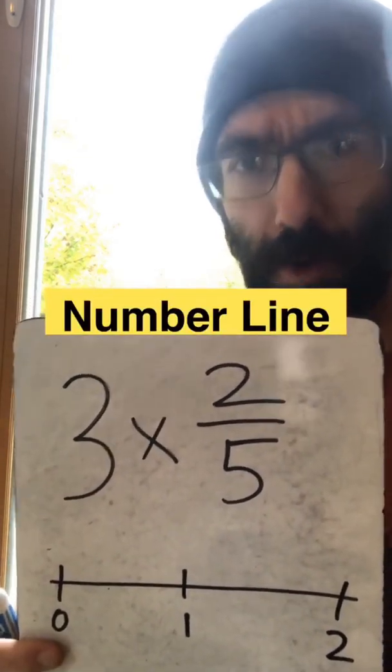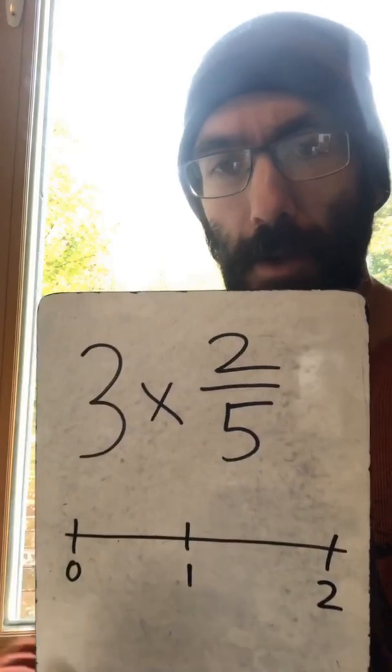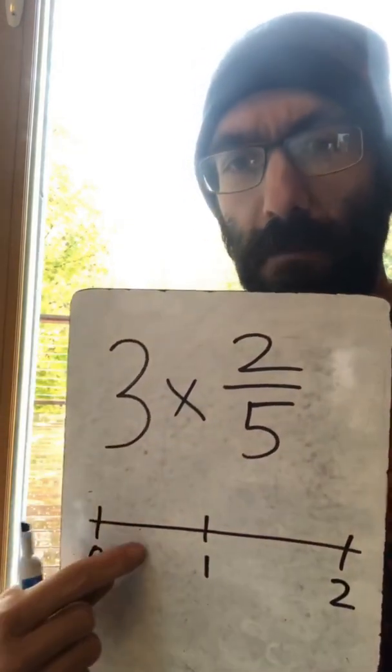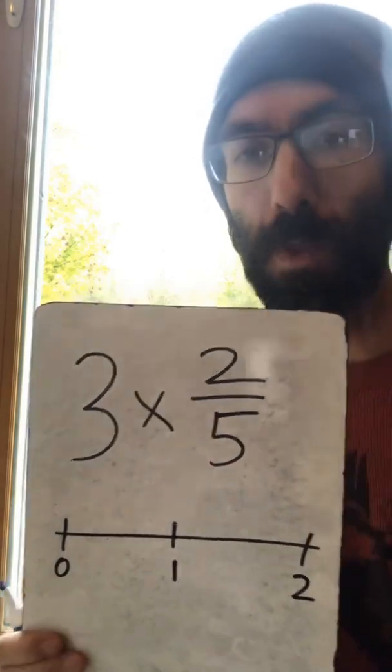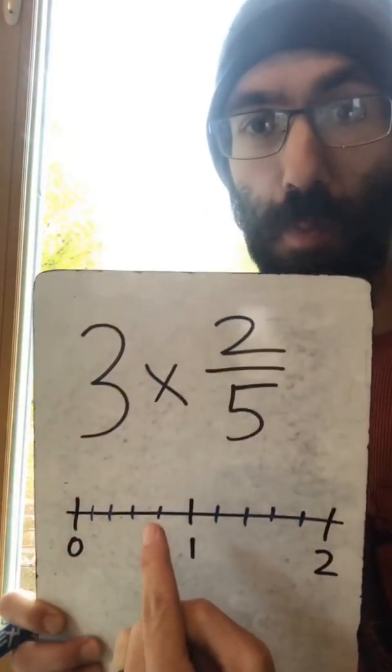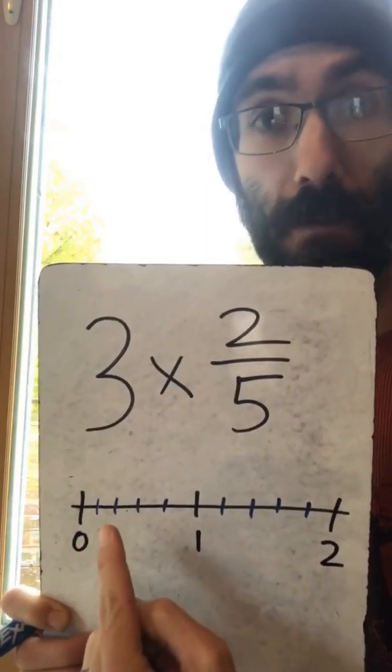So set up your number line with a 0, a 1, and a 2. And since right here we're dealing with fifths, that means we want 5 equal parts in between the whole numbers. So you have 1, 2, 3, 4 lines you actually put in there. So each one is 1/5.